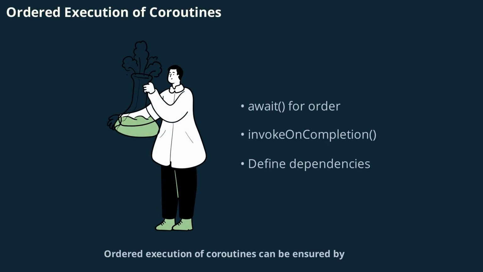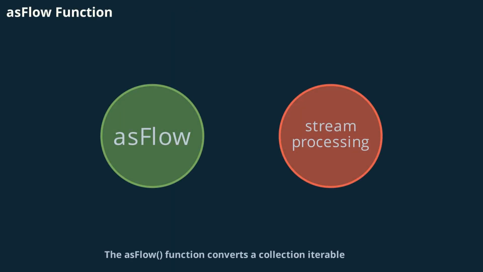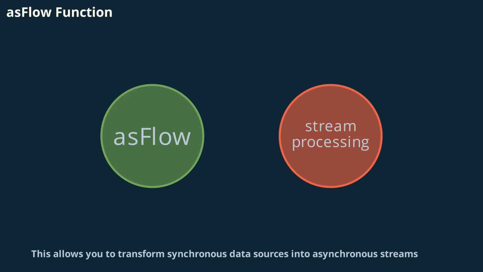Ordered execution of coroutines can be ensured by using sequential composition operators like await and invokeOnCompletion. These operators allow you to define dependencies between coroutines, ensuring they execute in a specific order. The asFlow function converts a collection, iterable, or other types of objects into a coroutine flow. This allows you to transform synchronous data sources into asynchronous streams, which can be processed using coroutine flow operators.